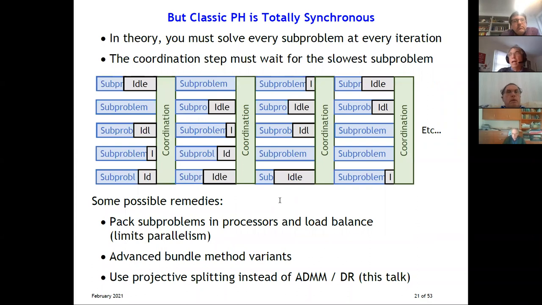Now, one issue with classic progressive hedging, like a classic decomposition method, is that it's completely synchronous.